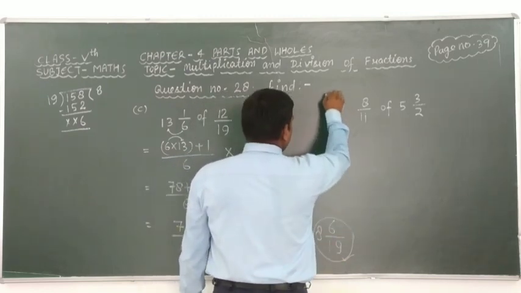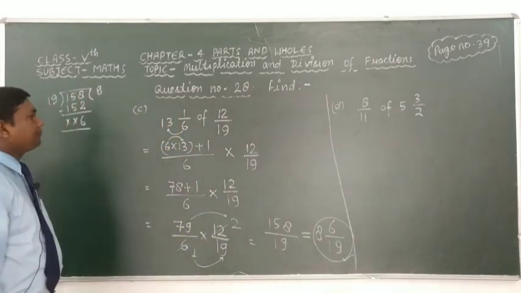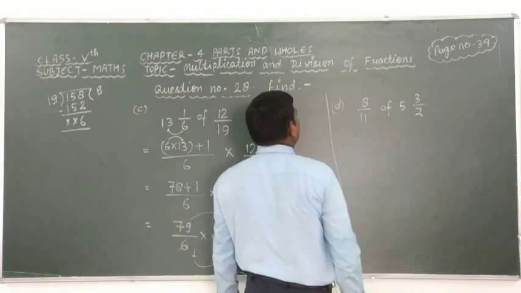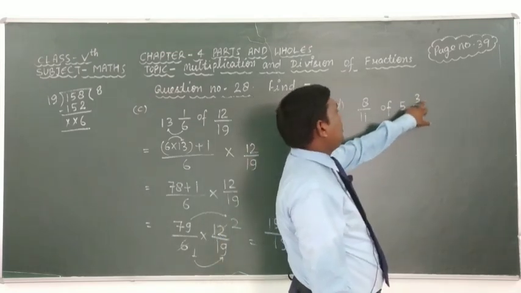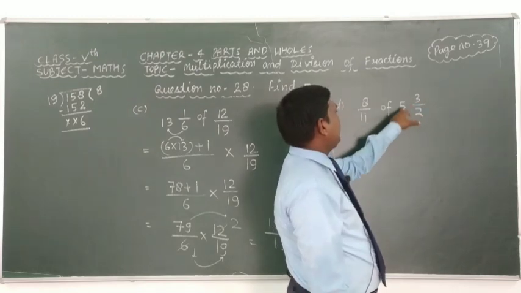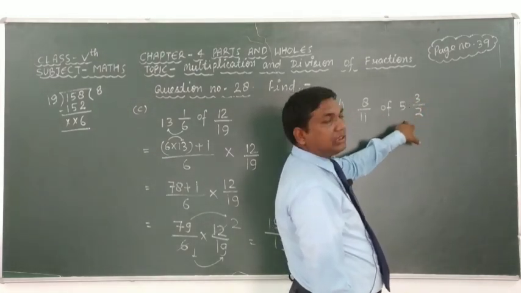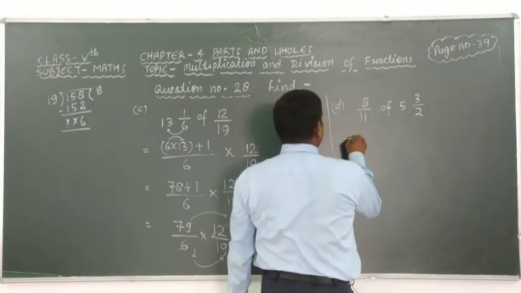Okay students, look, in this question, here given that 8 over 11 of 5 whole 3 over 2. This one here given that a mixed fraction, therefore we have to change this mixed fraction into an improper fraction. Look at here carefully.